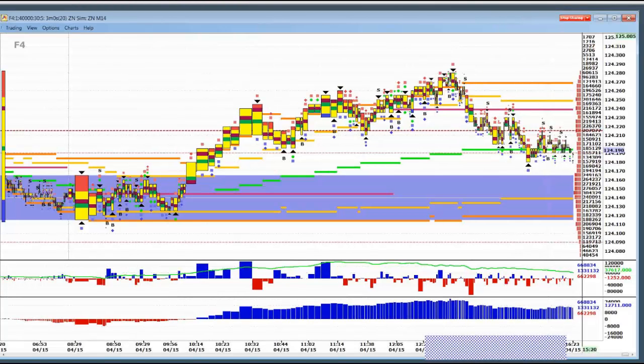Pane number 2 is the delta. It's our fastest chart, and each one of these shows the net buying or selling in each separate bar, and this is net cumulative buy sell. Red is sell, buy is blue, and if you're long you want to see this pane blue, and if you're short you want to see this pane red.